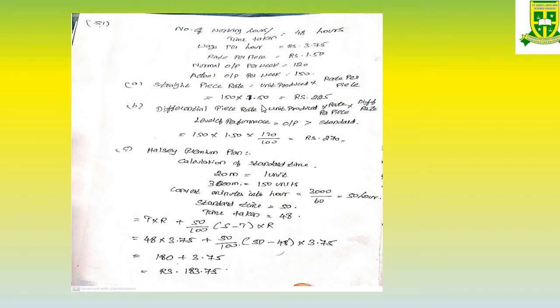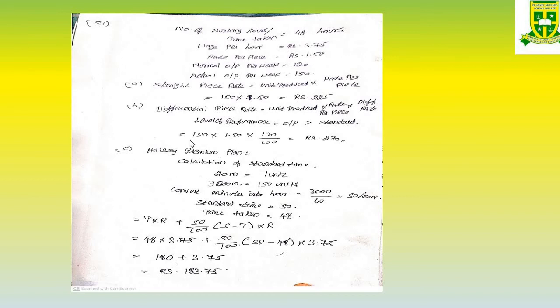The second thing to be calculated is differential piece rate. They have not said Taylor's, but in the differential rate they have given 80 and 120. That means they have asked to calculate Taylor's differential piece rate. Here the information is given for only one worker, so that one worker's performance has to be analyzed. The worker's production is 150, and the company is fixing a standard of 120. So first we have to compare the level of performance. By comparing, we can see that the employee is producing 150, so the performance is high.